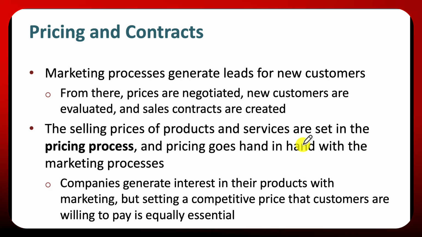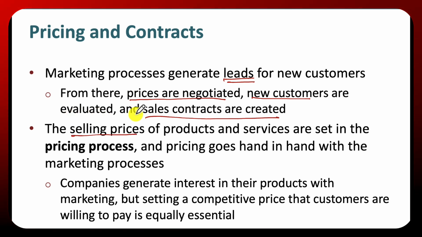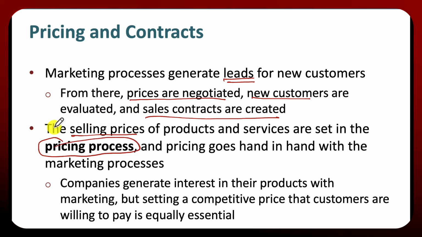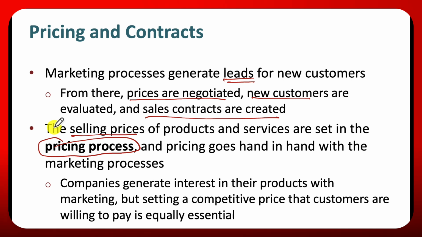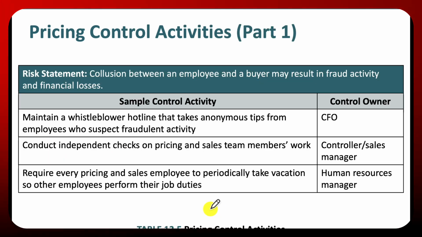Now let's shift our focus to pricing and contracts. So marketing processes generate leads for new customers. From there, we try to negotiate prices, and then new customers are evaluated, and then sales contracts are created. So the selling price of products and services is set in this pricing process. And prices go hand in hand with the marketing process. So companies generate interest in their products with marketing, but setting a competitive price that customers are willing to pay is equally important. Now let's look at some pricing control activities.